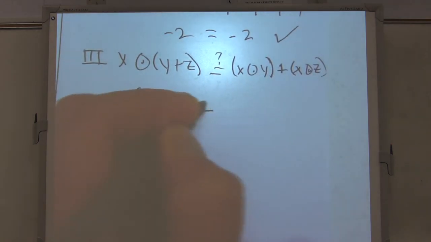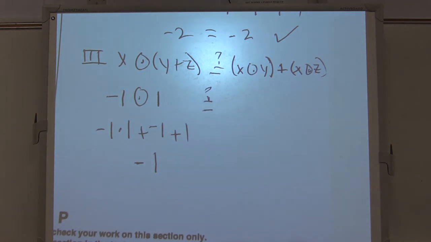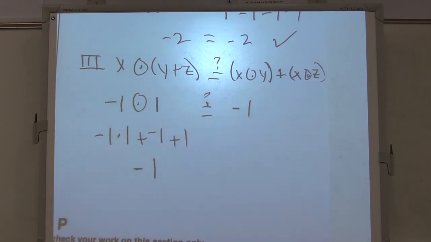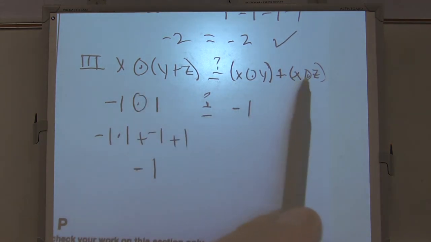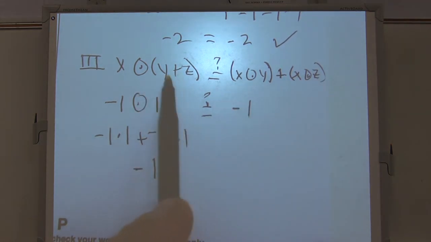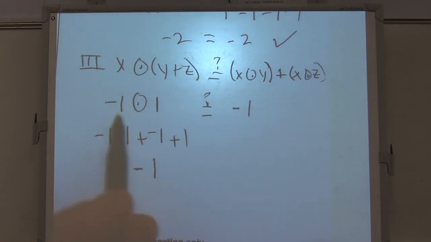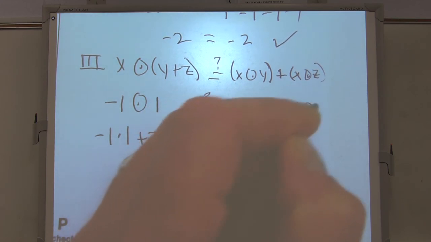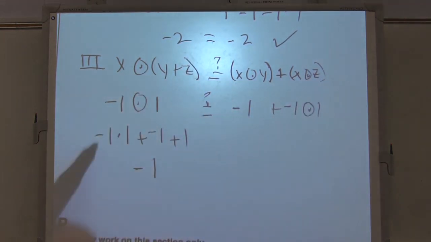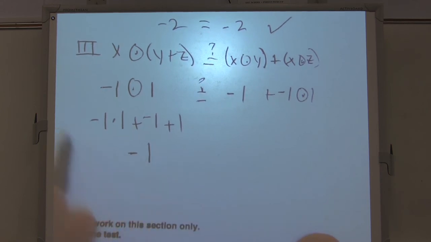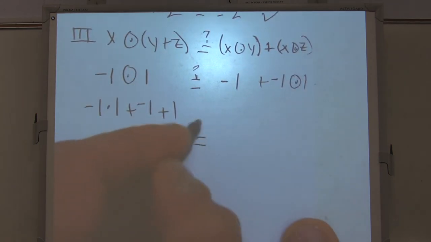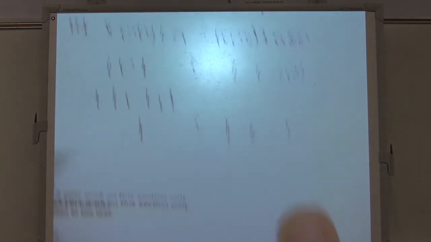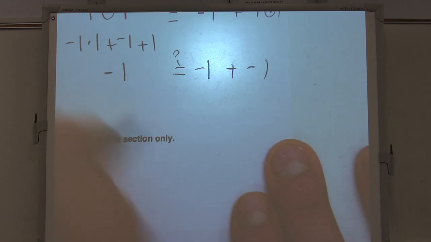Okay, does that equal, over here on this side, okay, I already know what this is from above. This one we already worked out. That equals -1. And then here's x circle z. Well, that's the same as this right here. It's going to be -1 circle 1, because z was +1. And we already cranked that out. That equals -1 over here. So on this side, I'm going to get -1 plus another -1. This one does not equal, so choice 3 doesn't work.